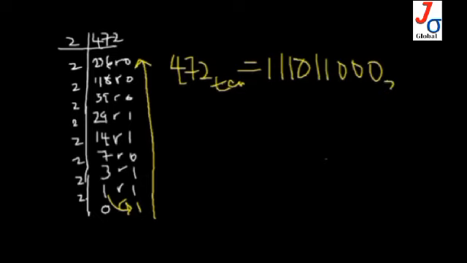So that's how to convert from base 10 to base 2. From decimal to binary, you divide the decimal number by 2. So that brings us to the end of this subtopic.